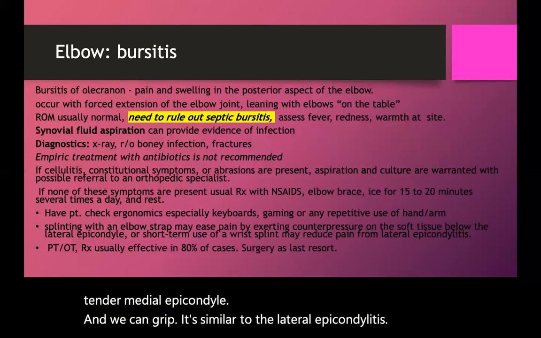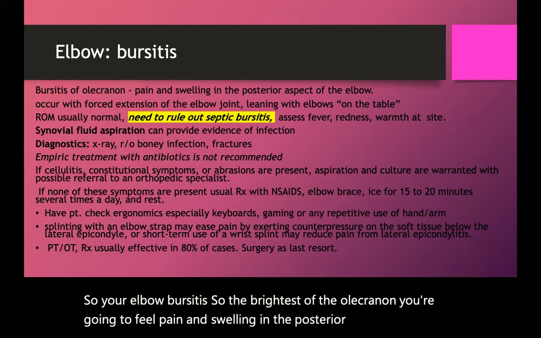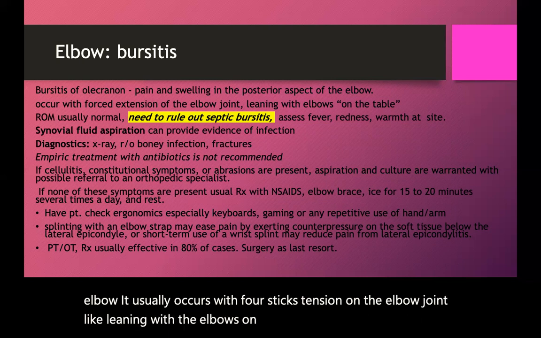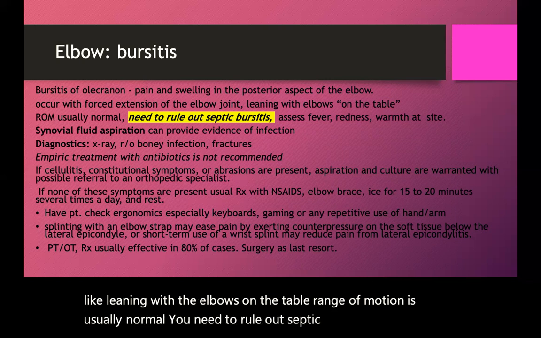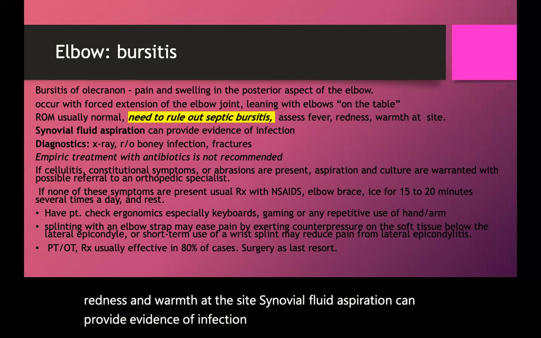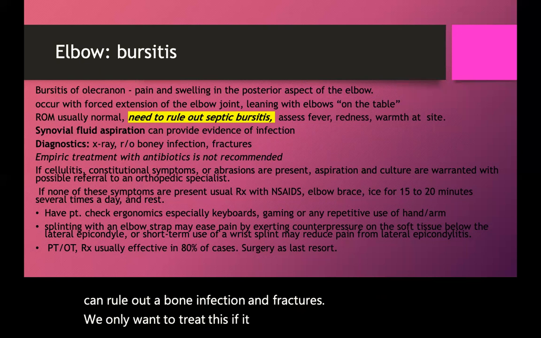Okay, so your elbow bursitis. So the bursitis of the olecranon, you're going to feel pain and swelling in the posterior aspect of the elbow. It usually occurs with forced extension on the elbow joint, like leaning with the elbows on the table. Range of motion is usually normal. You need to rule out septic bursitis with fever, redness, and warmth at the site. Synovial fluid aspiration can provide evidence of infection. Obviously, diagnostics like an X-ray can rule out a bony infection and fractures. We only want to treat this if it is actually a true cellulitis.